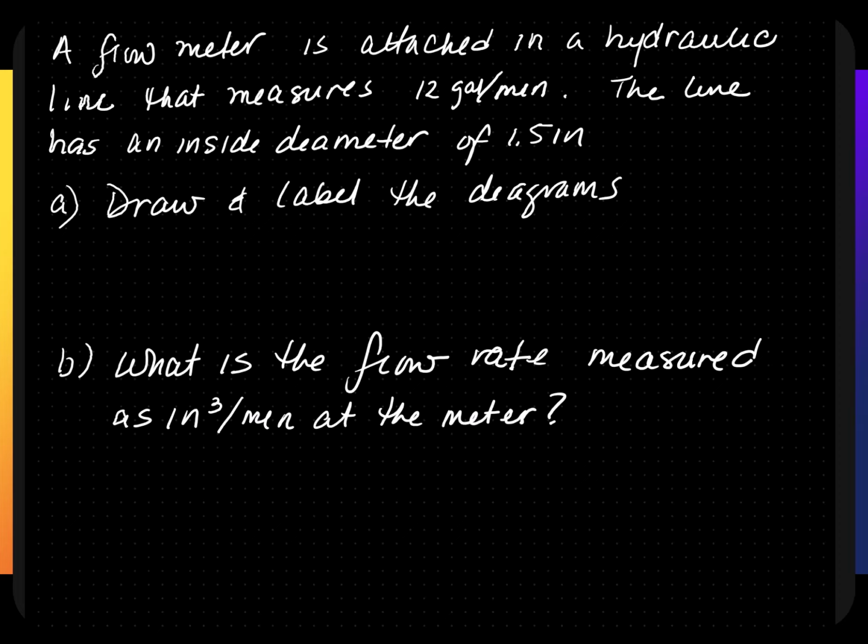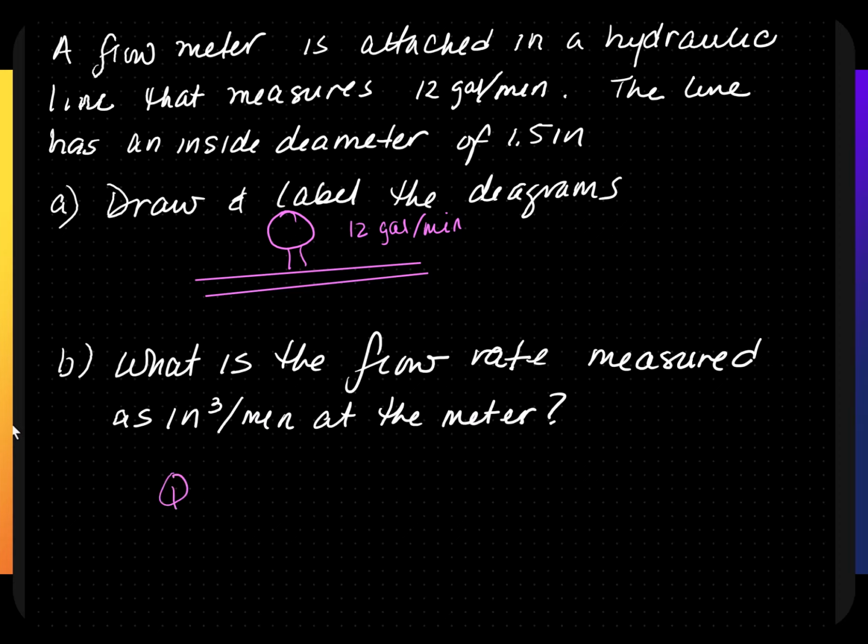A flow meter is attached in a hydraulic line that measures 12 gallons per minute. The line has an inside diameter of 1.5 inch. Draw and label the diagram. So we have a line, so that means pipe here, and we have a flow meter which is connected to it like this. Its flow rate is going to be 12 gallons per minute, and the inside diameter is about 1.5 inch. The question is, what is the flow rate?